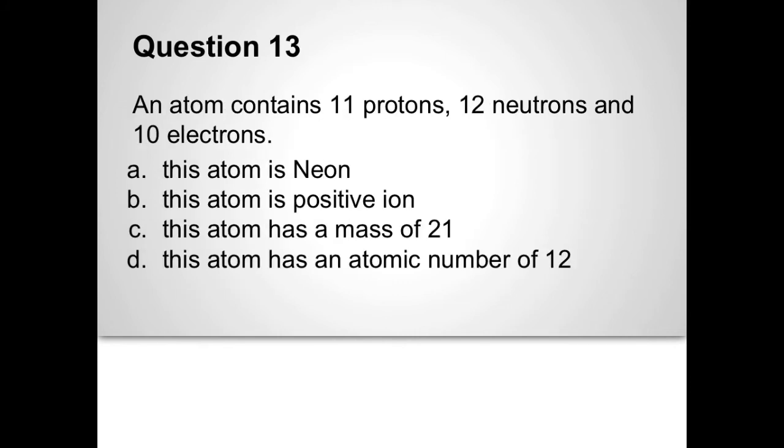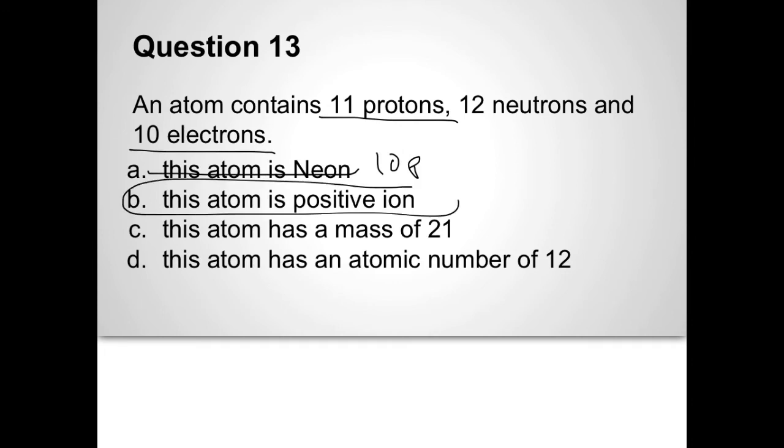Number 13, if an atom has 11 protons, 12 neutrons, and 10 electrons, the atom is not neon. Neon would have 10 protons. It's atomic number 10. The atom is positive, yes, because you have more protons than electrons, so it's a positive ion. Mass of 21? No, this would actually have a mass of 23, 11 plus 12, and atomic number is based on the number of protons, so it's definitely not atomic number 12.